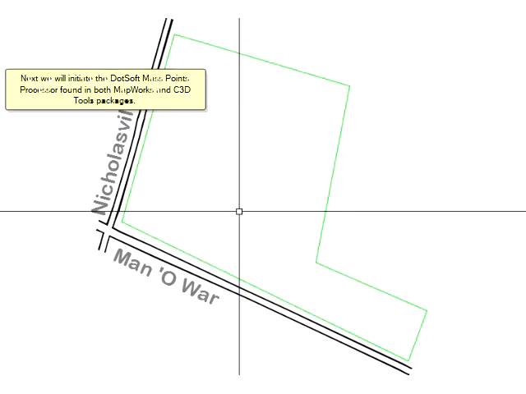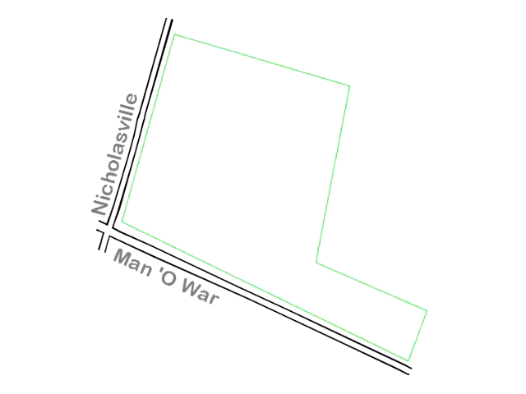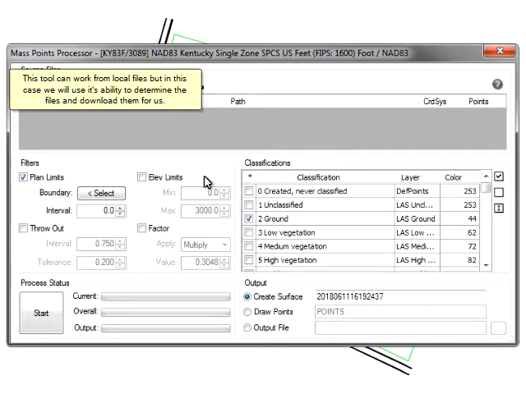Next we will initiate the .soft mass points processor found in both MapWorks and C3D Tools packages. This tool can work from local files, but in this case we will use its ability to determine the files and download them for us.